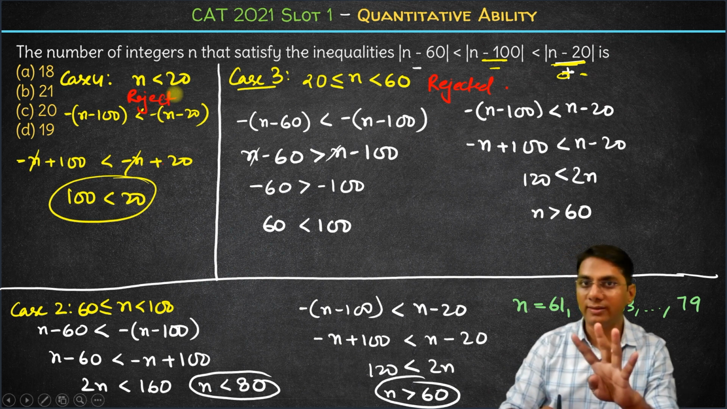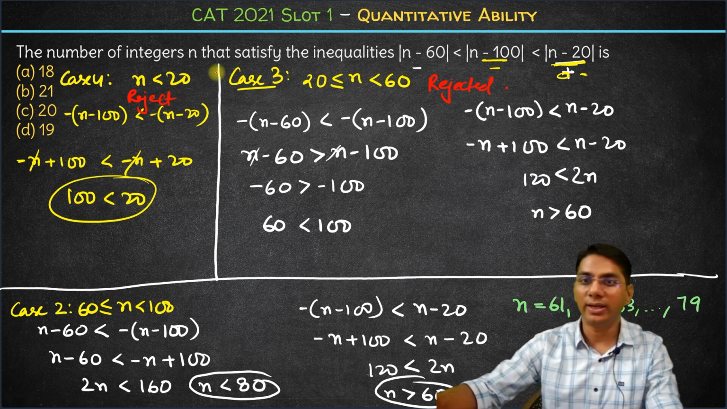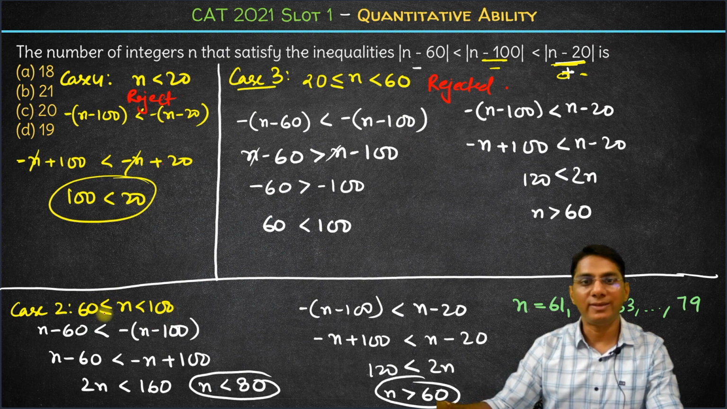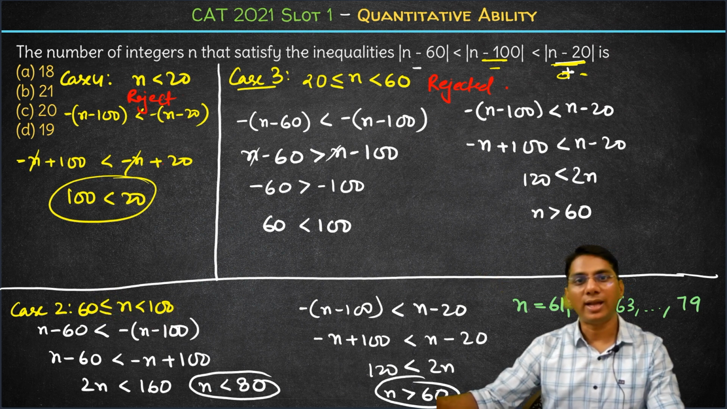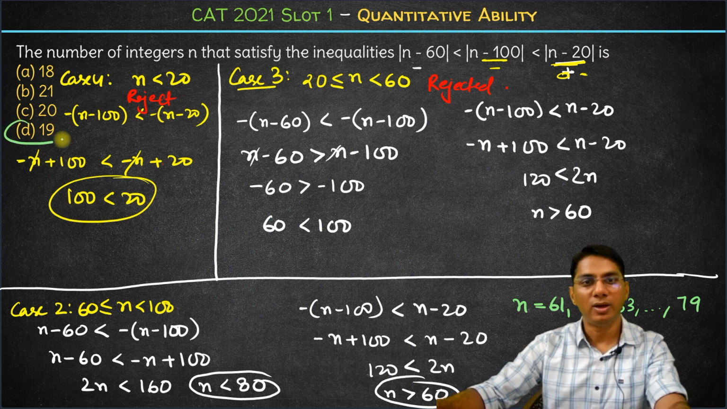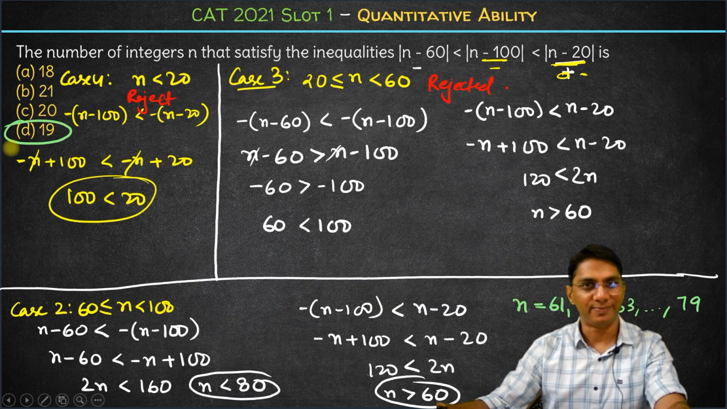So out of 4 cases, 3 cases were rejected. Only one case where n is between 60 and 100 gave us possible values of n, and we got 19 possible values of n. Hence the answer to this question will be option D, 19. Thank you.